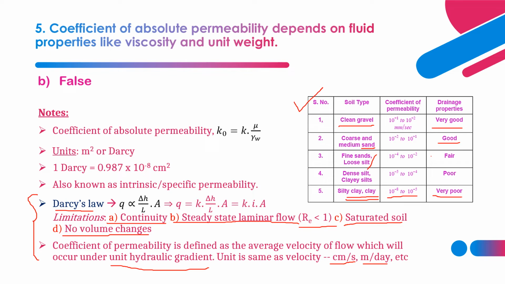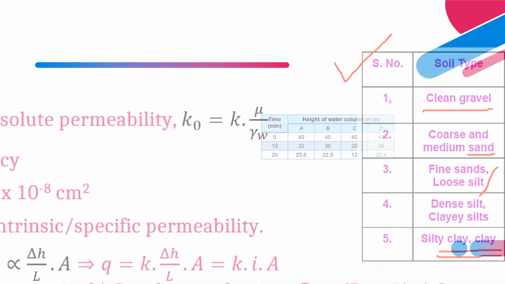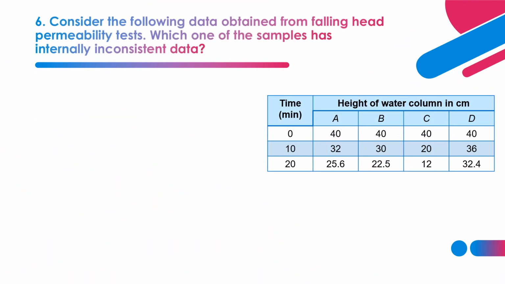Now we shall move on to the next question. This question deals again with the falling head permeability concept. Which one of the samples has internally inconsistent data? Here we have A, B, C, D as 4 samples, and for the 4 samples, the time taken from one head to another head is given in this table. We have to consider all the data so that we can find which sample's data is inconsistent.